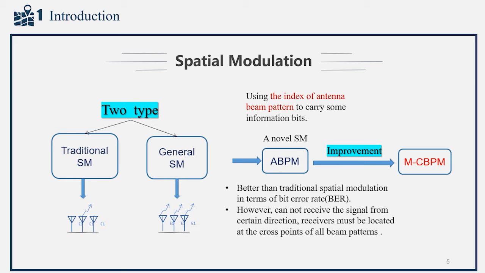To solve this intrinsic problem of ABPM, this paper proposes a new method of beam pattern modulation based on cosine function pattern. The scheme uses the Woodward-Lawson algorithm to calculate the weighted vector and is more suitable for mobile communication scenarios. The results of theory, analysis, and simulation show that MCBPM is better than traditional spatial modulation in terms of bit error rate and transmission rate.